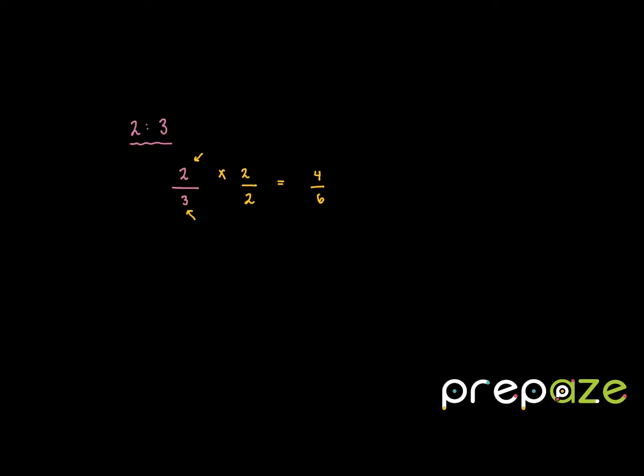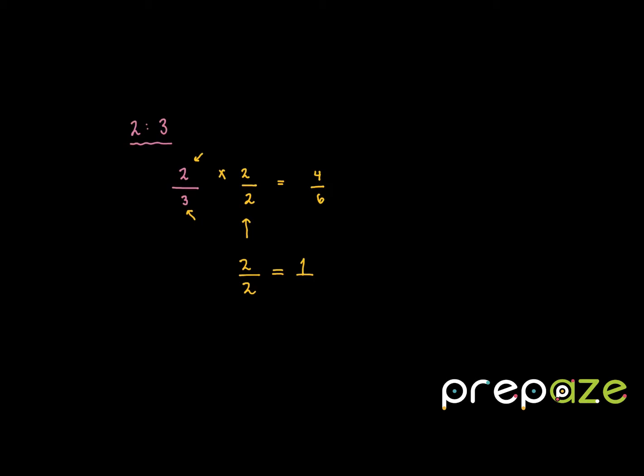Now why this method works is if we have one number divided by itself, like we do here, 2 divided by 2, this is just equal to 1. Any number multiplied by 1 is going to equal itself. So 2/3 is equal to 4/6.